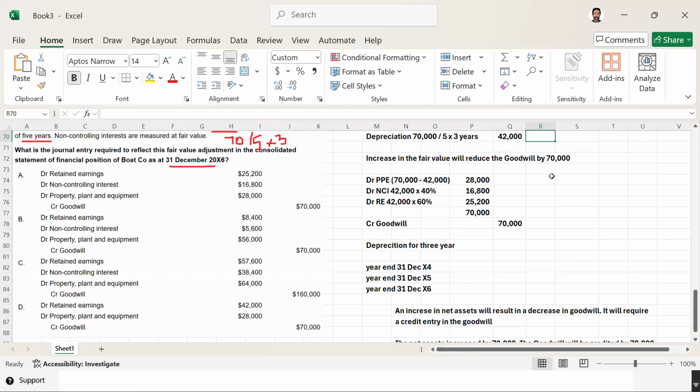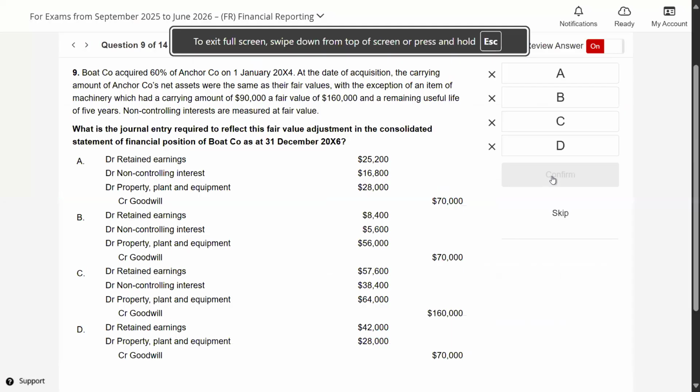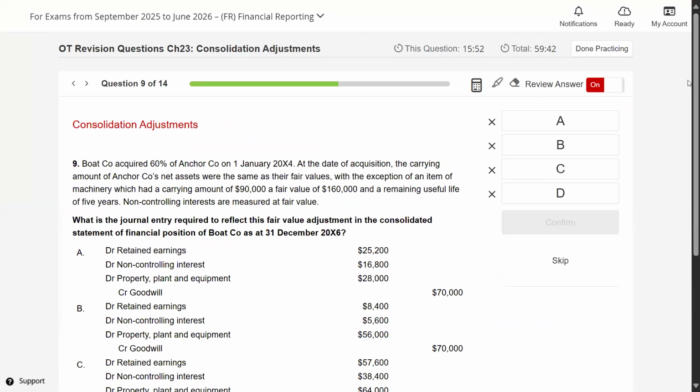An easy way would be to just open the ACCA hub site, and once you do these questions, you reset the questions and do them again. The more practice you do, the greater confidence level you will have. So this is the approach that you need to follow.